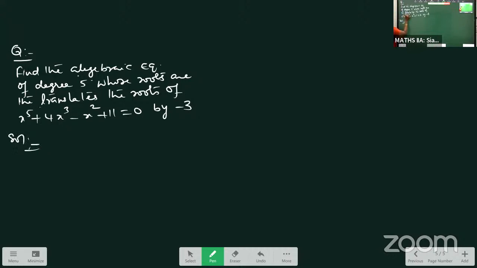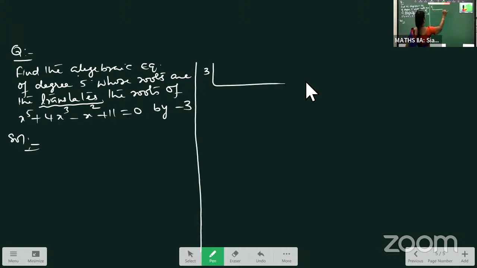Translate the roots by minus 3, it is said. So minus 3 we have to take as 3. You should do the synthetic division with 3. So I'm doing that one here, because the length will not be sufficient here. So with 3, we should do the synthetic division.